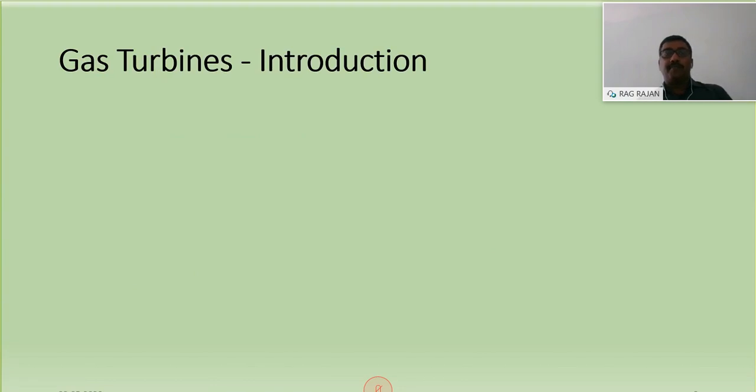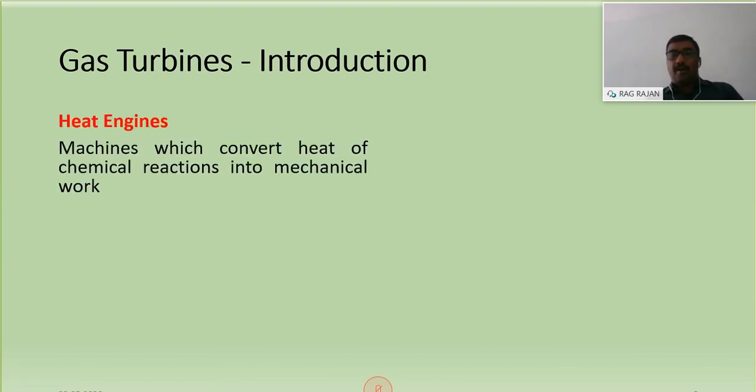So we will start with the introductory part of gas turbines. We have discussed heat engines in many forms in thermal engineering. I think up to 5th module, you have discussed different types of heat engines. The machines which convert heat of chemical reactions into mechanical work are known as heat engines.